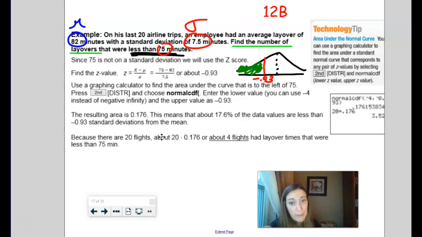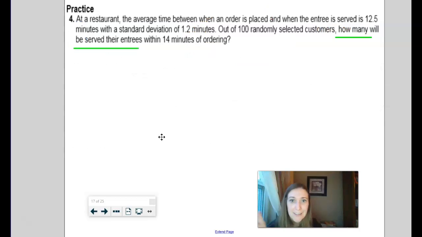Now, I didn't finish the problem. Remember how it was 17.6%? We had to multiply it by the number of airplane trips that he took, also known as flights. So 20 times 17.6% is about 4 flights. And again, that's a discrete number, to use a vocab word. So I couldn't say like 3.9 flights. So even if I was a little off on the probability, it's potato, tomato, as I like to say.